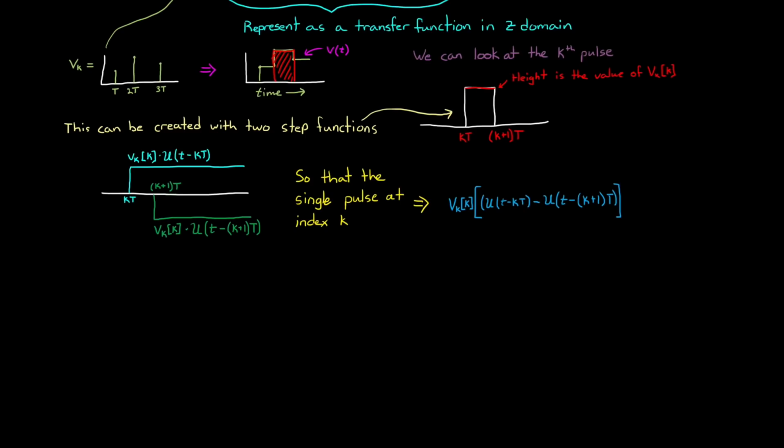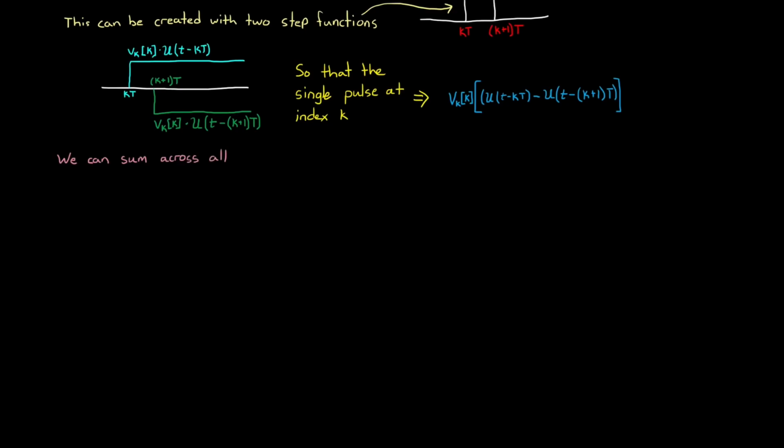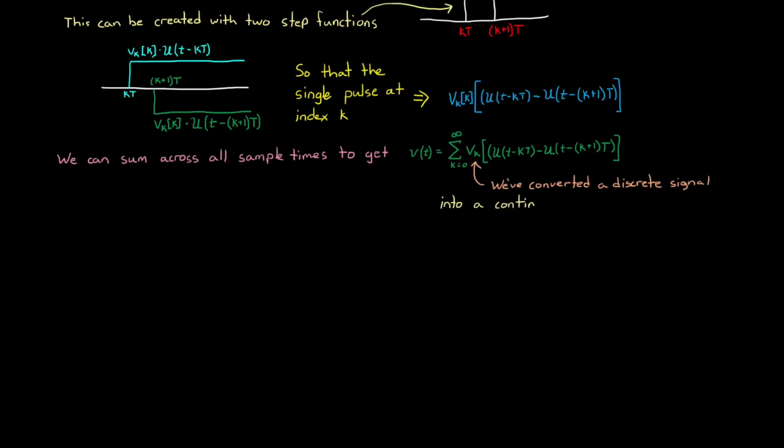But this is just a single pulse. We can get the entire signal by summing across all k. So pulse by pulse by pulse, we're adding and subtracting two step functions. And through this method, we've converted the discrete signal vk into a continuous signal v of t. Look, we're already making some progress. But this is a time domain signal, and if we want to combine it with our plant, g of s, we need to put them both in the same domain.